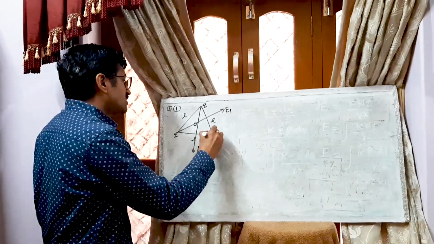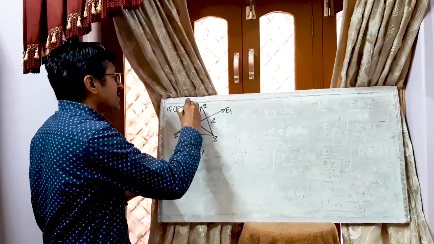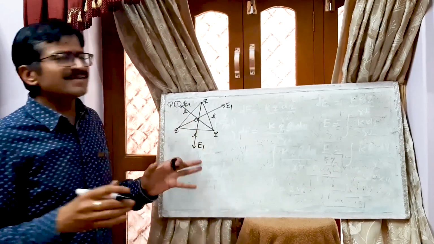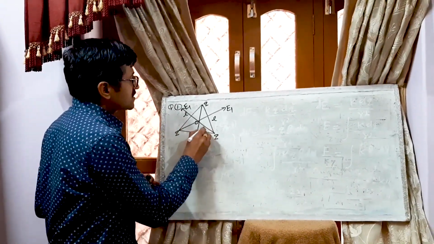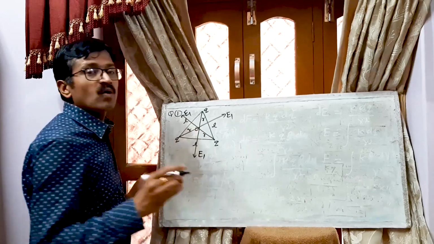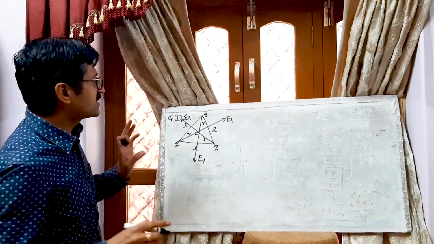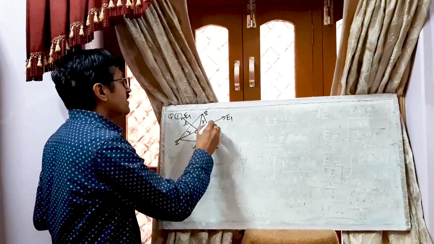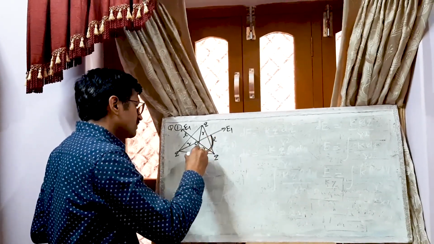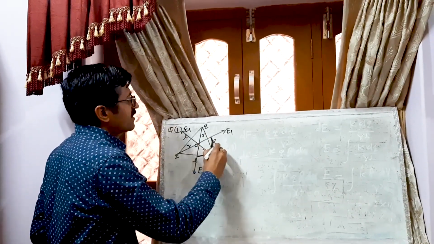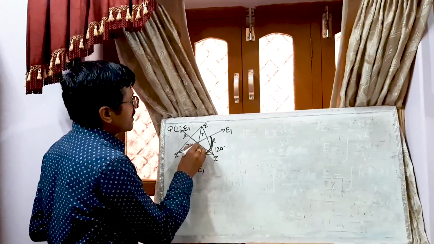And because of this one, the electric field intensity is again E1. The question arises, why are these E1? Because the charge is the same, and the distance R from the centroid to each vertex will be the same. Now what about the resultant? We have to find the resultant of these two. The angle between them is 120 degrees.